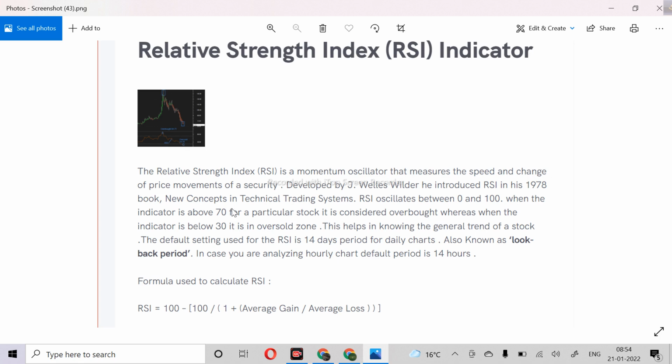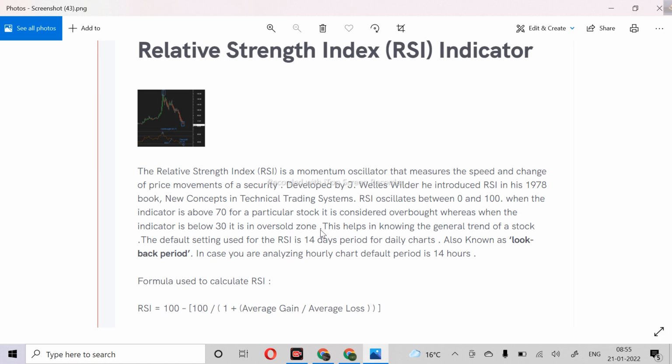When the indicator is above 70 for a particular stock, it is considered the overbought zone. Whereas when the indicator is below 30, it is in the oversold zone. So consider a stock with an RSI indicator of around 25. Now the company is doing well on other parameters. It has given good quarterly results. Its profits are consistent and it has an RSI of around 25.